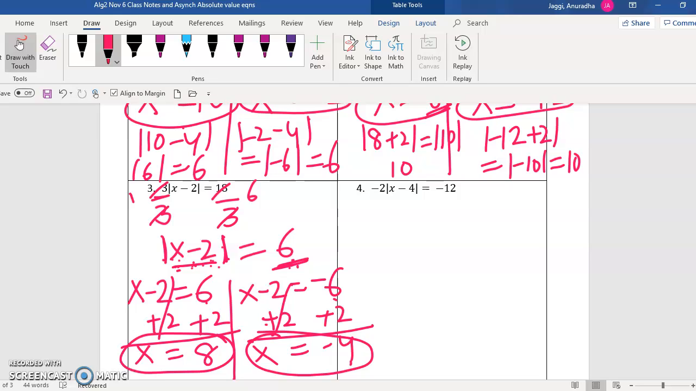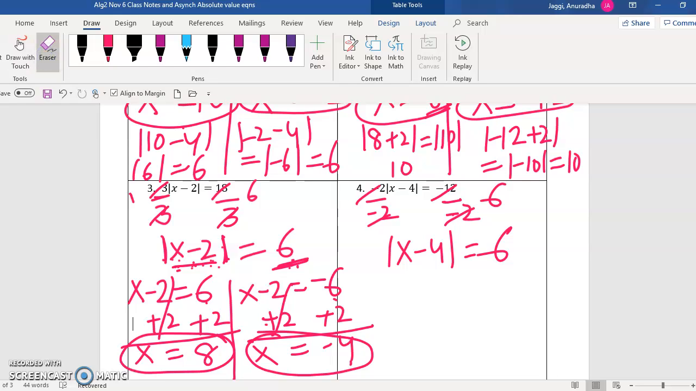Similarly here, the path is not clear for splitting. Negative 2 is multiplied, so divide by negative 2 on both sides first. Negative 2 goes into negative 2 one time, so you're left with x minus 4, and negative 2 goes into negative 12 six times. Negative divided by negative is a positive. Keep in mind all those integer division and multiplication rules and you get a 6. Right? Now your path is clear for splitting. It is not a negative 6, it is a positive 6.